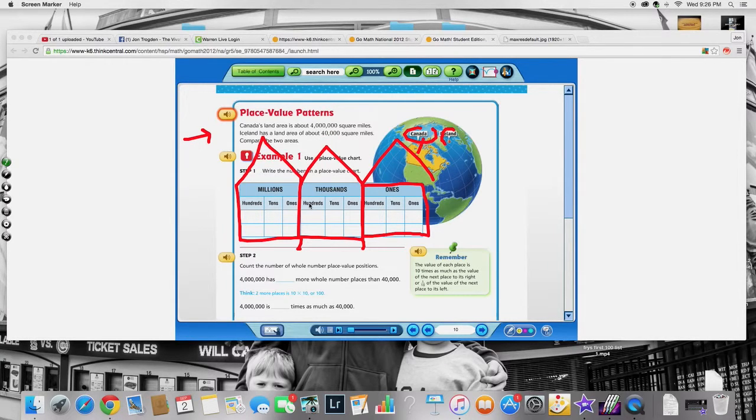So 4 million. So there's 1 millions here. And we can start all the way over here at the ones. I see 3 zeros and then another set of 3. So, oh, it erased it on me.